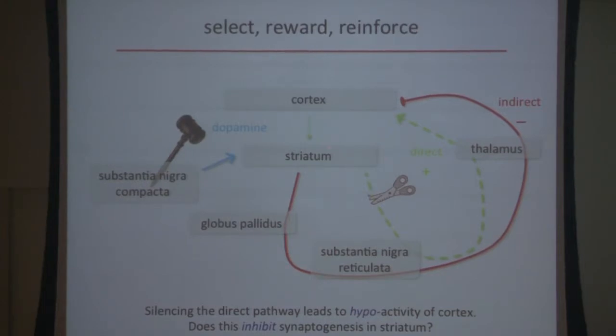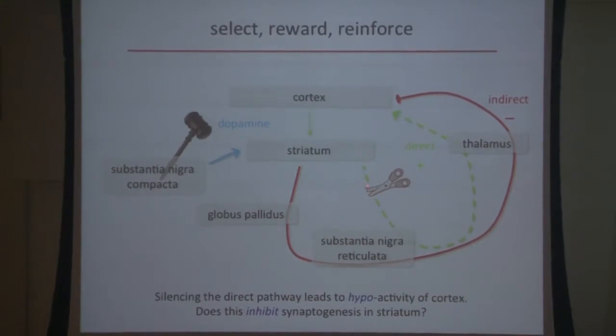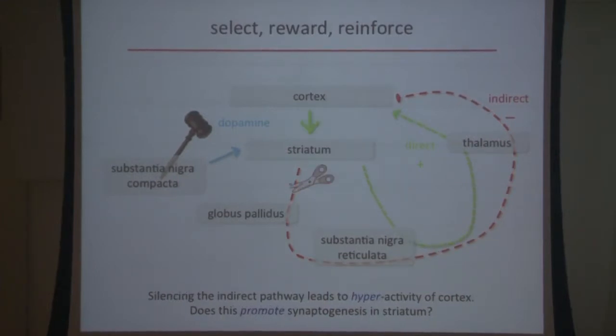So we thought we could exploit the structure of the loop to perform genetic manipulations that would alter the activity of this circuit indirectly. And so, for example, if we think about essentially cutting the direct pathway here, which we can do by silencing the release of neurotransmitter from neurons that form the direct pathway, if we withdraw this loop, we'd be withdrawing excitation from cortex and therefore dampening the activity of corticostriatal neurons. And if our idea is correct, this hypoinnervation of that projection should inhibit synaptogenesis in the striatum. And conversely, if we cut this pathway, withdrawing this inhibition of cortex, we should superactivate cortex and possibly drive corticostriatal synapse formation more rapidly in the striatum.